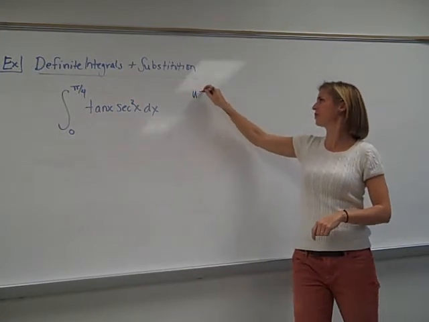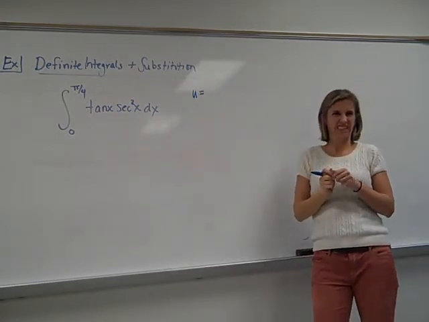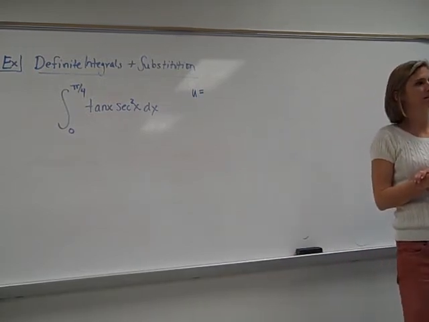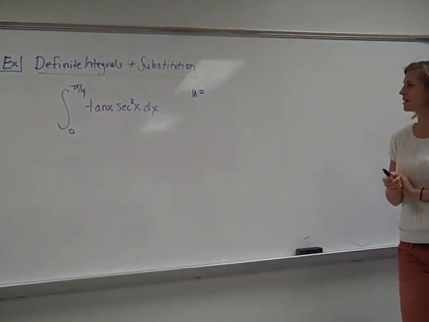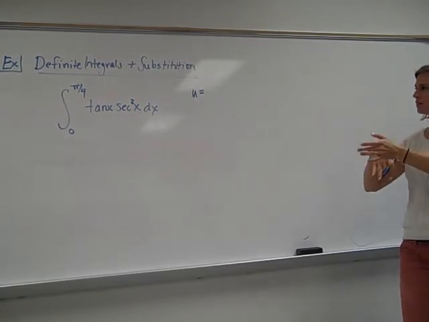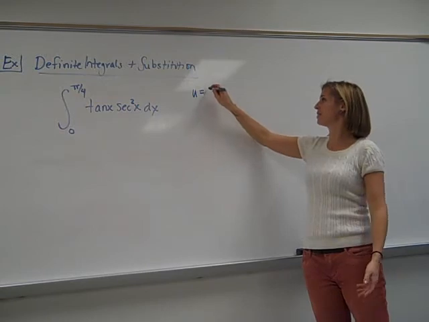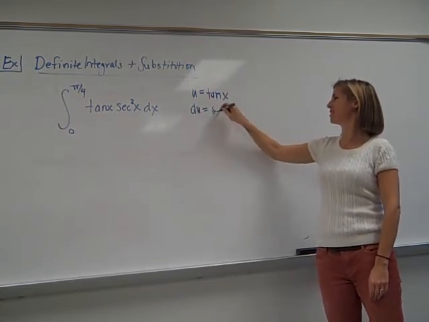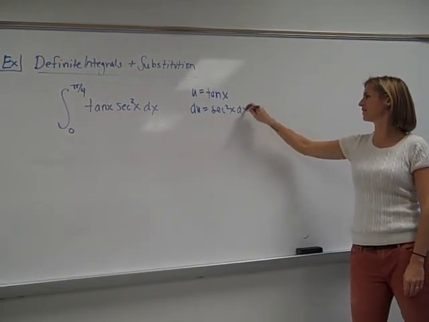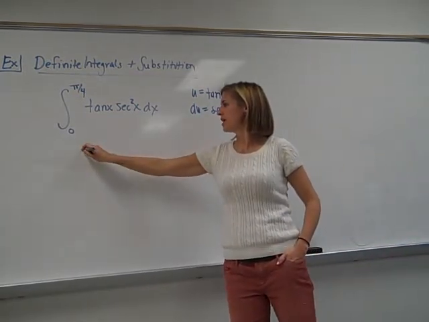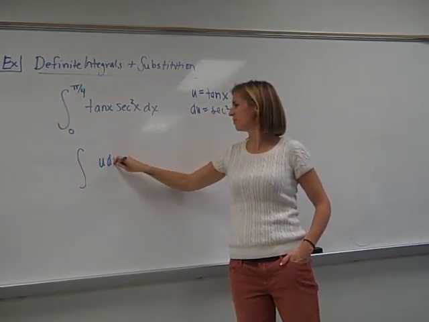What would you pick for your u? Secant x. Well, I guess it would work either way, because if I pick secant, then my derivative will be secant tan, and I'll have that. I was going to pick tangent, because the derivative of tangent is secant squared. I feel like it's a little easier, but either way would work. So now I've got the integral of u du.